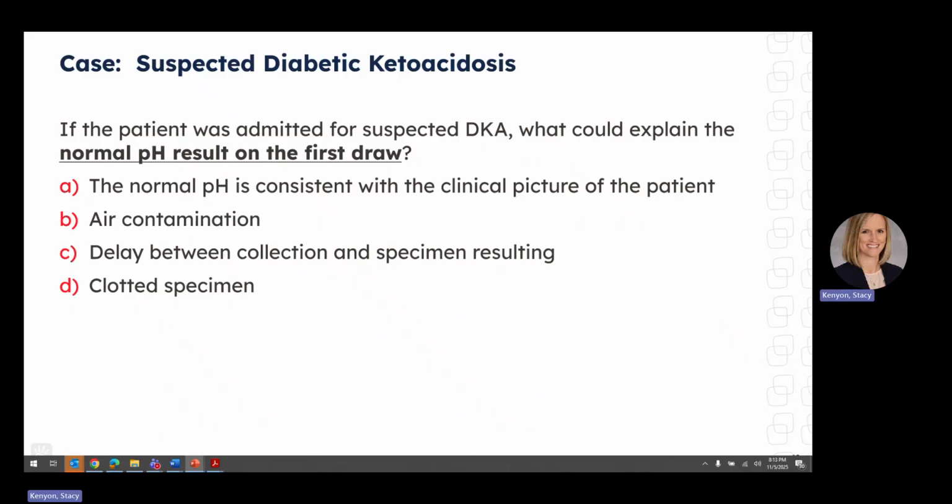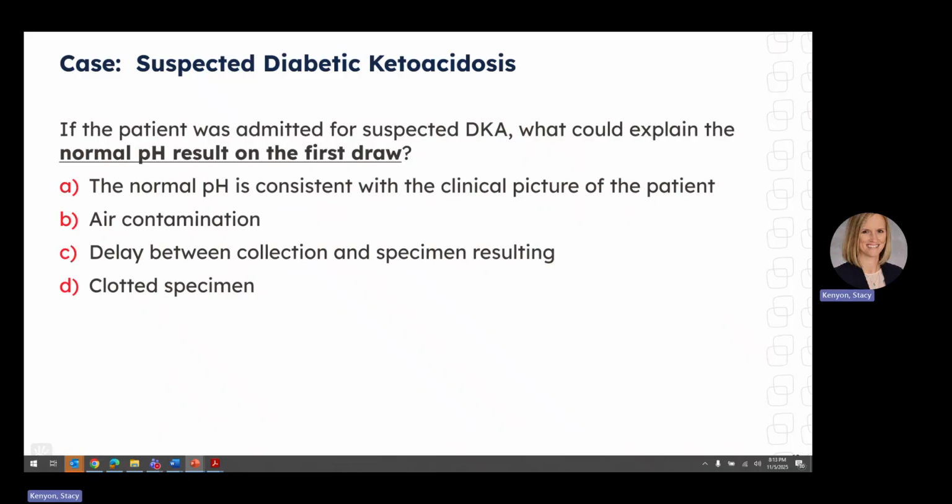So if the patient was admitted for suspected DKA, and the pH from the first specimen was normal, while the pH from the second specimen was low, which is ultimately consistent with the clinical picture of the patient. What could explain the normal pH result on the first draw?